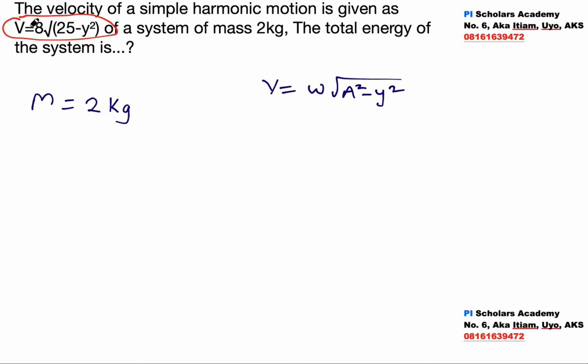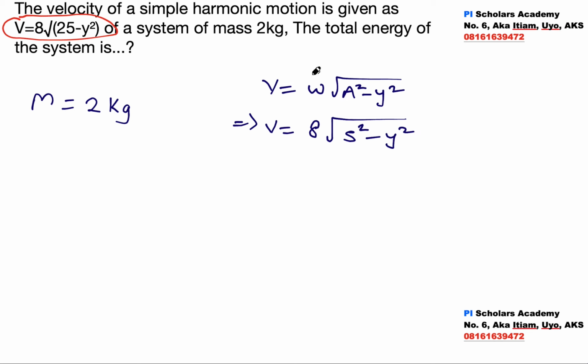With this equation, you can get a lot of information. So you can get your v or whatever the case is. Now, let us rewrite this equation like this. So v equals 8 square root of 5 squared minus y squared. Now, what does this tell us?